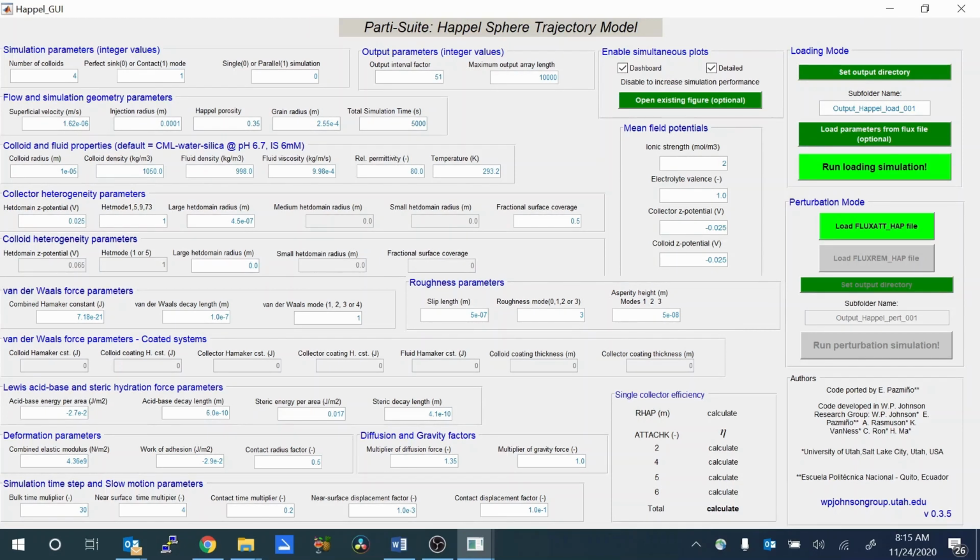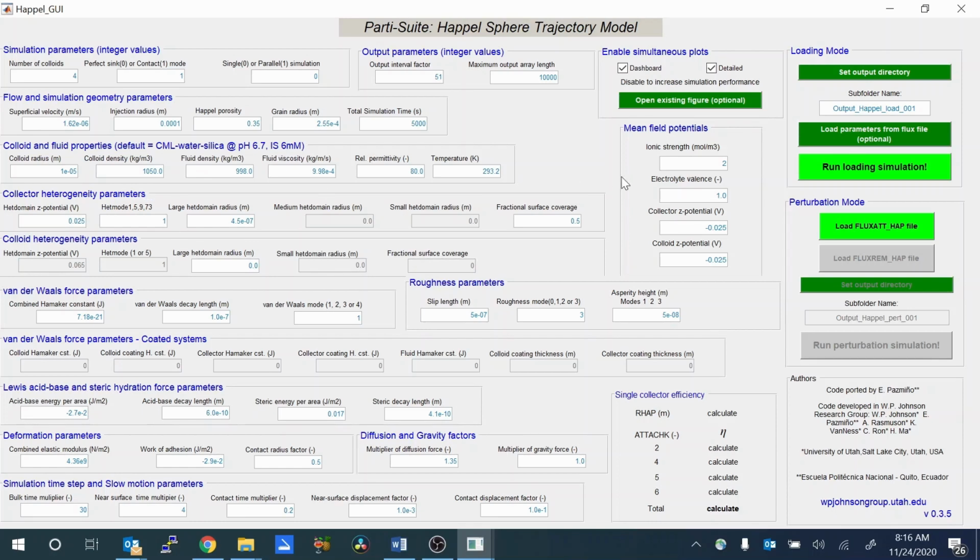And superficial velocity of 1.62 times 10 to the minus 6 meters per second. I'm going to use an injection radius of 10 microns, 100 microns, in a Happel sphere with a porosity of 35%, a grain radius of 510 microns. The colloid radius is going to be 10 microns. The density corresponds to polystyrene. Fluid density parameters are typical.